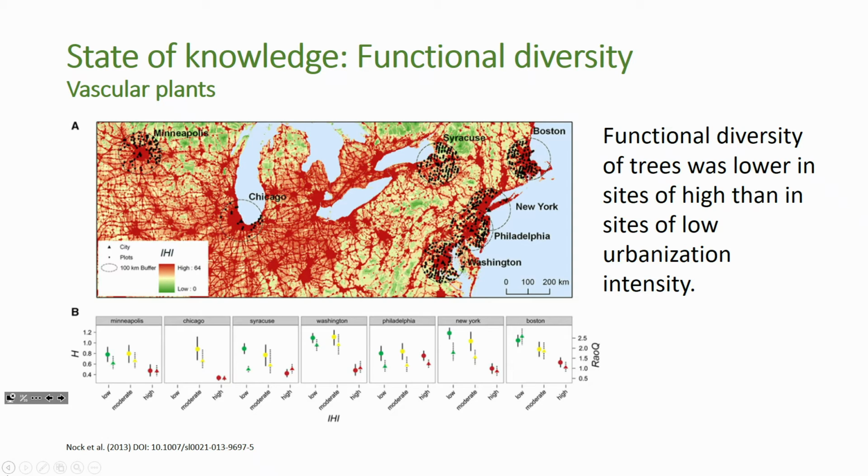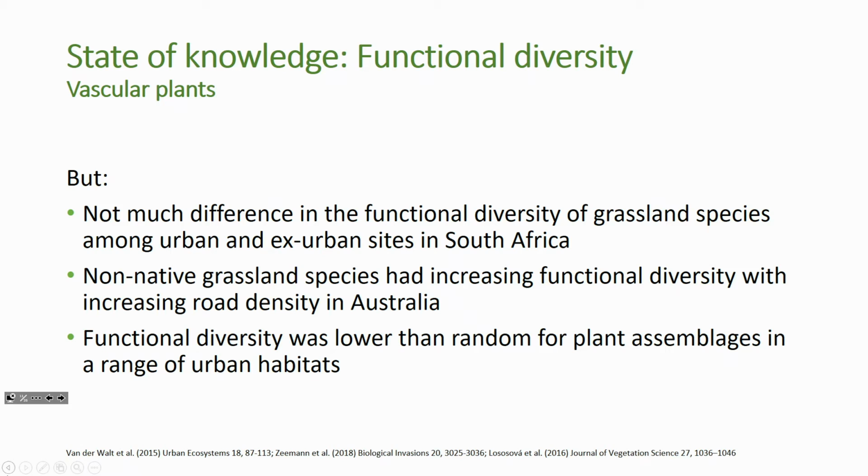That's just for understanding. The summary is, no matter which city you look at, or basically for most of these cities, we see that with increasing urbanization intensity, both Shannon diversity and functional diversity decrease. So at least for this study, it seems that urbanization is negative for the functional diversity of vascular plant communities.